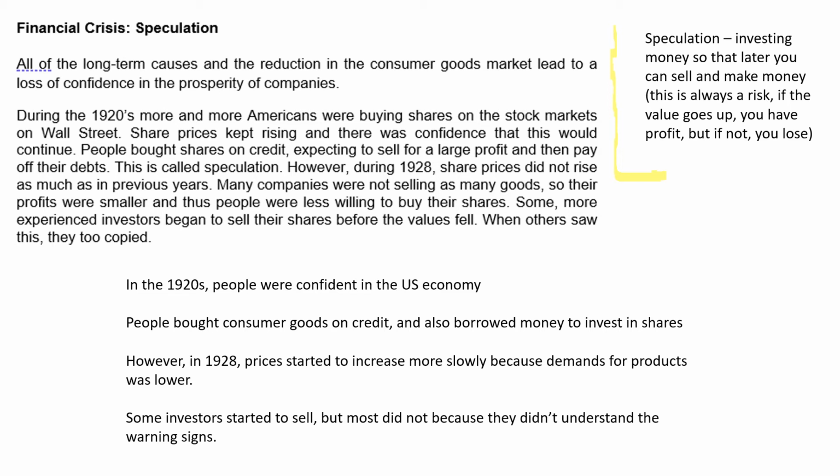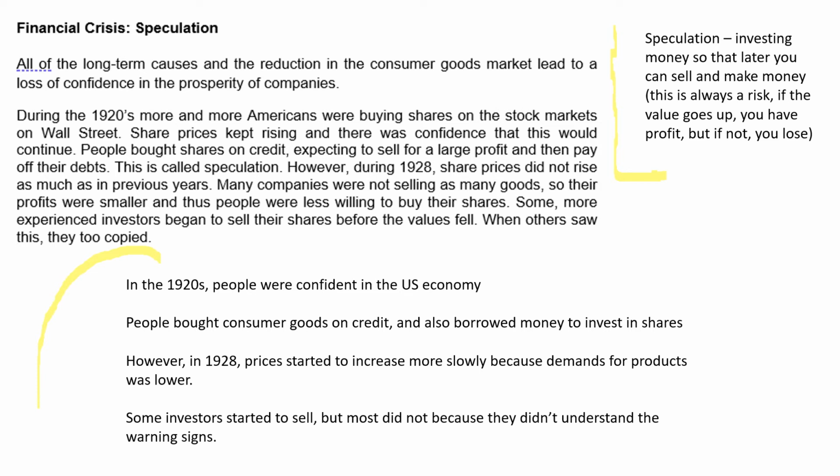So, in summary, in the 1920s, people were confident in the US economy. This was the roaring 20s. People were very confident. They thought the economy was growing. They saw companies like Ford that were making more and more cars for cheaper prices, and many people were buying, so they made a large profit every year. So people were confident in the American economy.